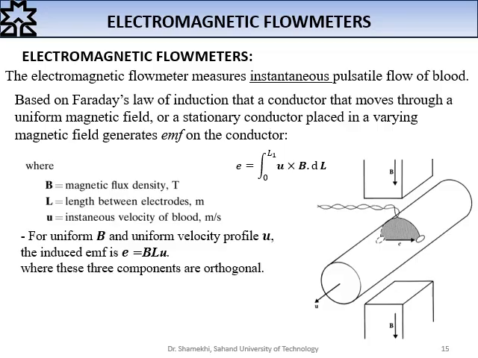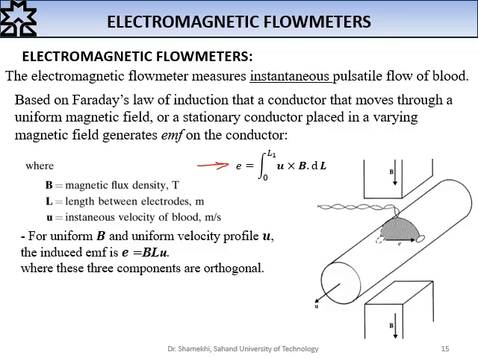instantaneous pulsatile flow of blood based on Faraday's law of induction: a conductor that moves through a uniform magnetic field, or a stationary conductor placed in a varying magnetic field, generates EMF, electromotive force, on the conductor based on this equation. In this equation, B is the magnetic flux density in Tesla, L is the length between the electrodes in meters, and U is the instantaneous velocity of blood in meters per second.